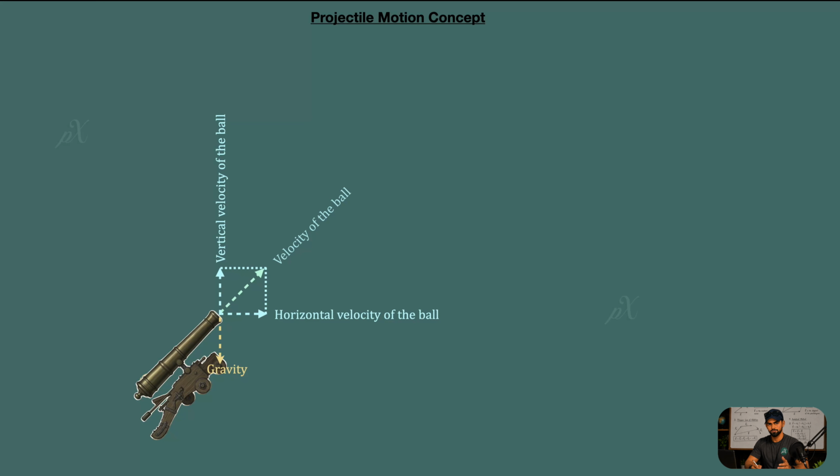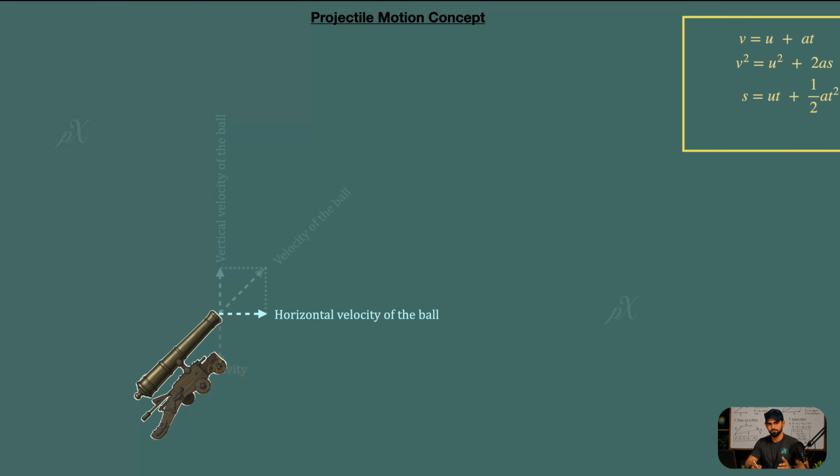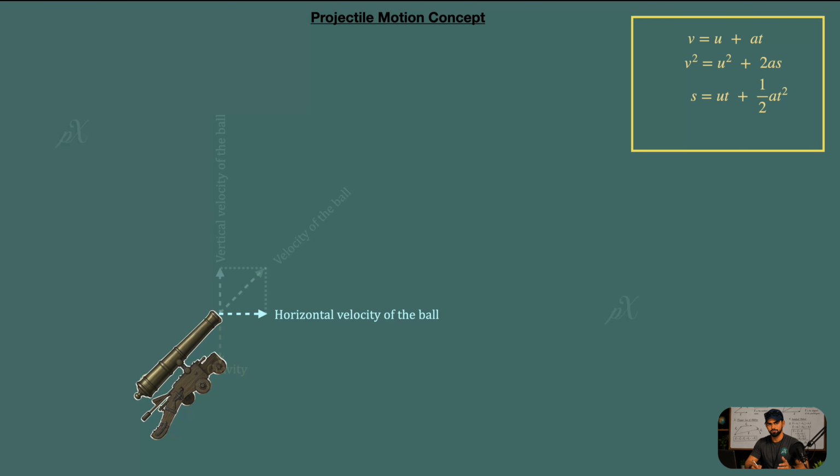Now, let's shift our attention to the horizontal direction. Here, we only have the horizontal velocity. Notice something interesting. There is no force acting on the ball horizontally, and because there is no horizontal force, there is no horizontal acceleration either. So, this makes our job much easier. We can simplify the equations of motion along the horizontal, or simply the x direction. Along the horizontal direction, the acceleration is 0.